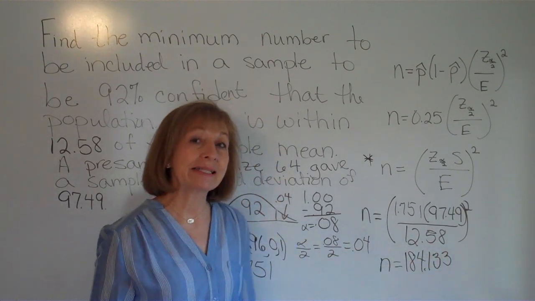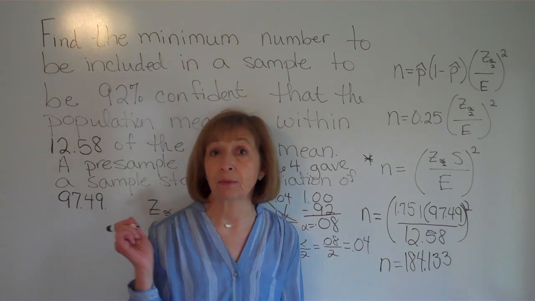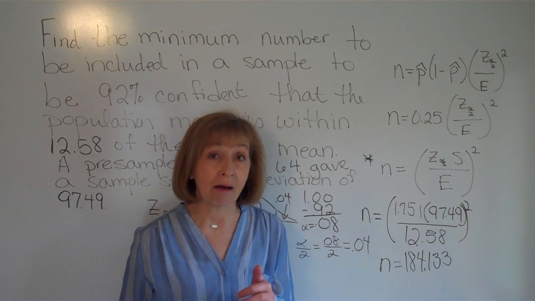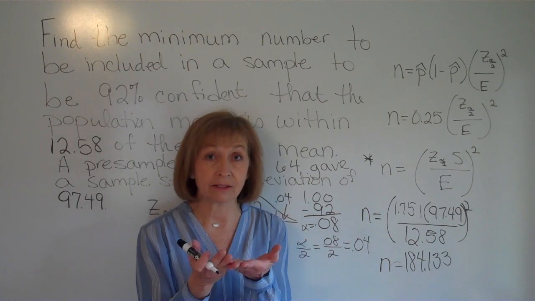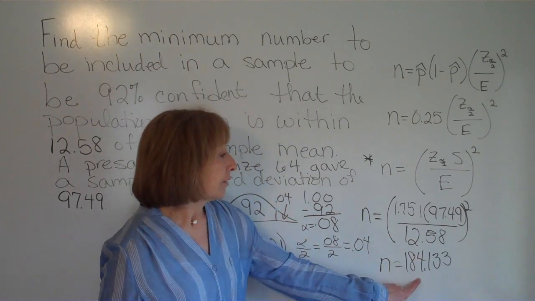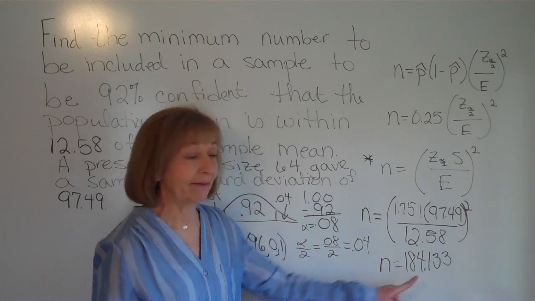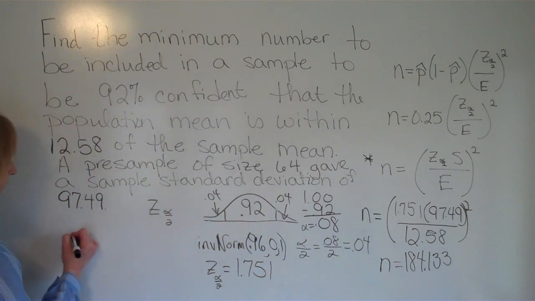But n is your sample size. It has to be a whole number and it has to meet the requirements that are set in the problem. So these you have to round up. So you're not rounding to the nearest, you're rounding up to the next whole number. So rounding this up, I have to take it up to 185. So your n is 185.